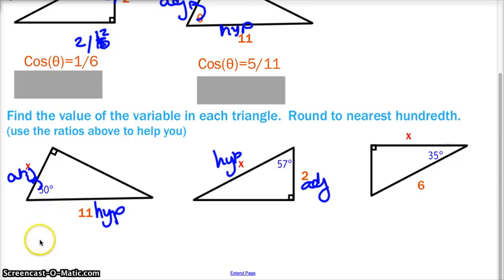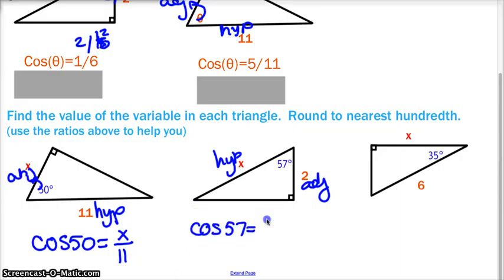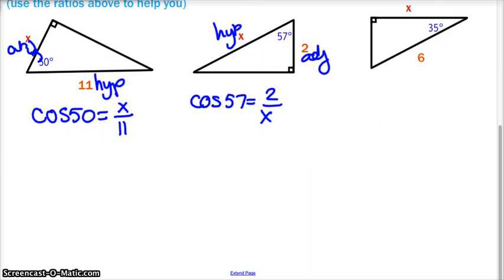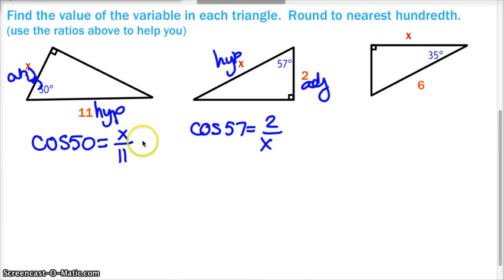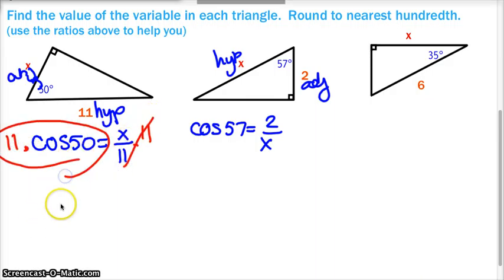So I'm going to set up these two problems. The cosine of 50 equals the adjacent value over the hypotenuse. The cosine of 57 equals the adjacent value over the hypotenuse. The good thing is that solving them is the exact same as it was for sine. Times 11, times 11. Type this into your calculator. I ended up with x equals 7.07.